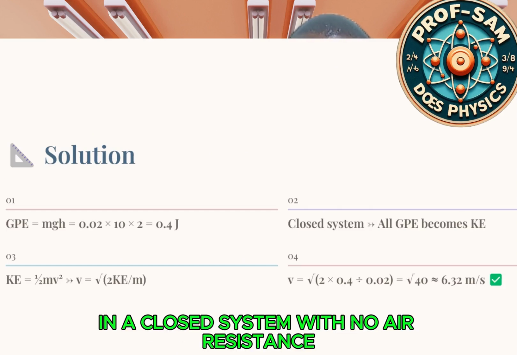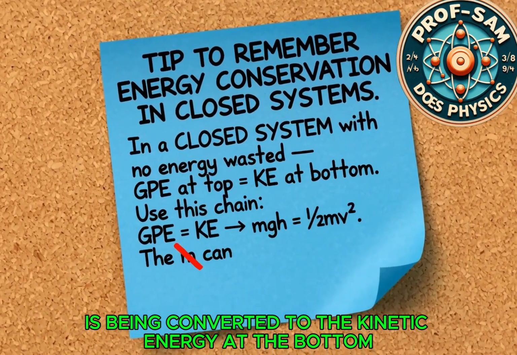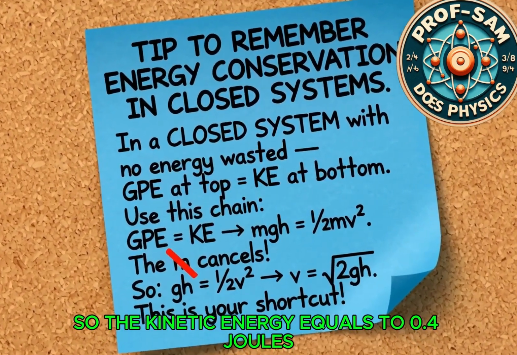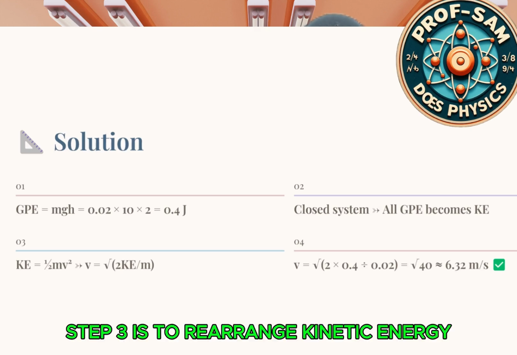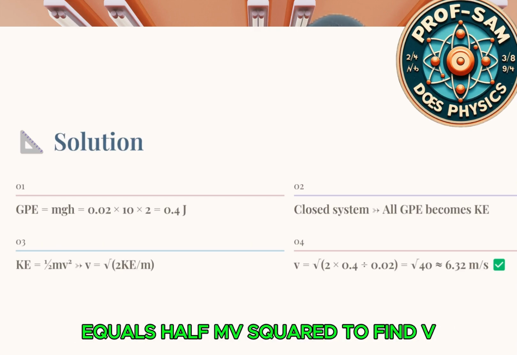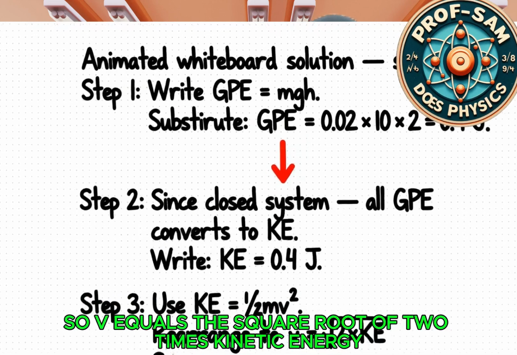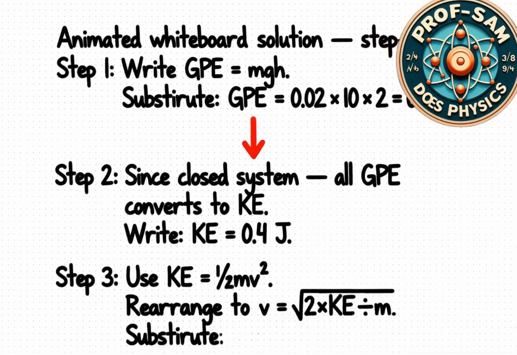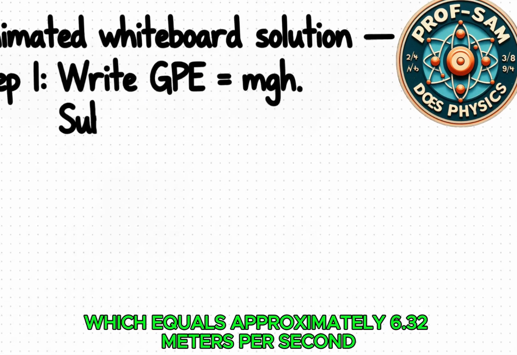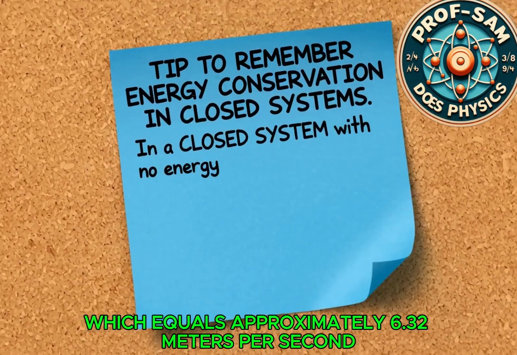So step 2 is that in a closed system with no air resistance, all of the gravitational potential energy is converted to kinetic energy at the bottom. So the kinetic energy equals 0.4 joules. Step 3 is to rearrange kinetic energy equals half mv squared to find v. So v equals the square root of 2 times kinetic energy divided by m, the square root of 40, which equals approximately 6.32 meters per second.